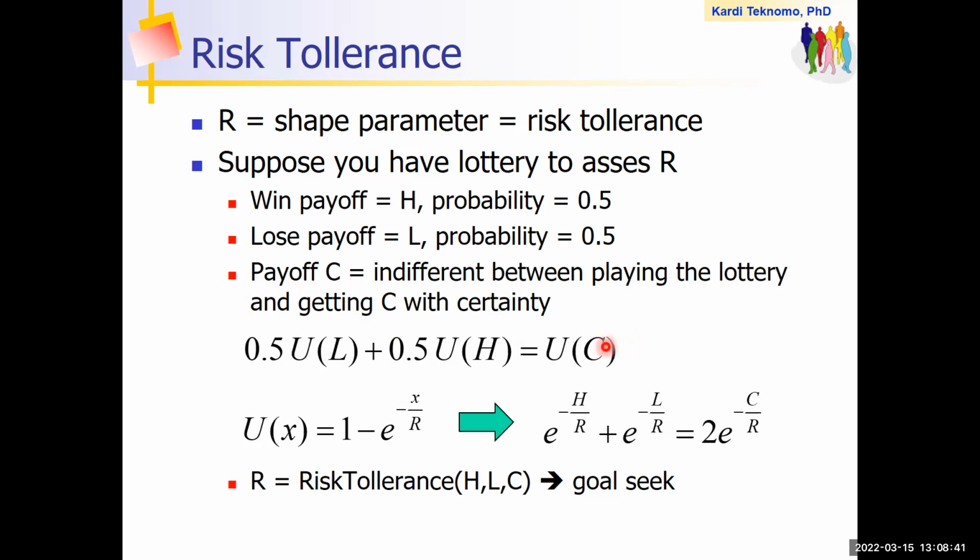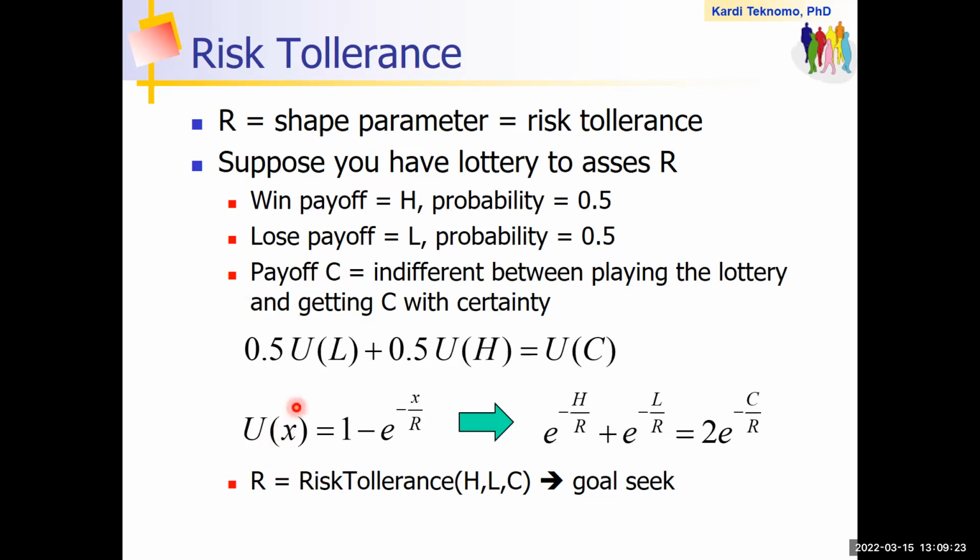Because we know the probability is 0.5, we put 0.5 times the utility of L, where L is the loss, plus 0.5 times the utility of H, the win payoff. This must be equal to the utility of the certainty, where C is the winning of certainty. And how do you get U(L)? It is based on this function, 1 minus e to the power of minus x over r. We don't know r, so we want to find it.